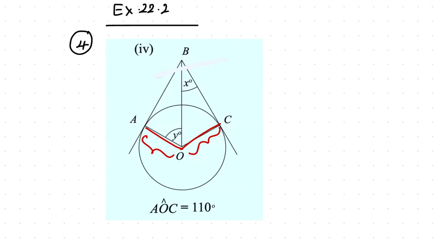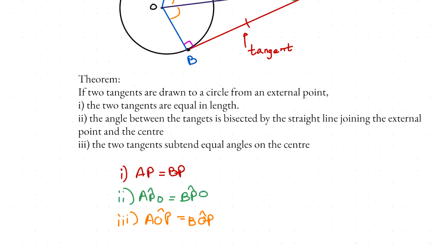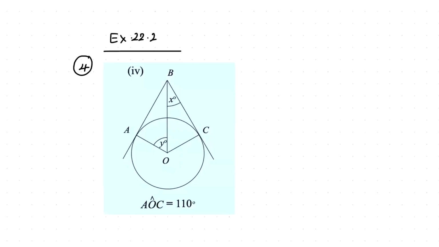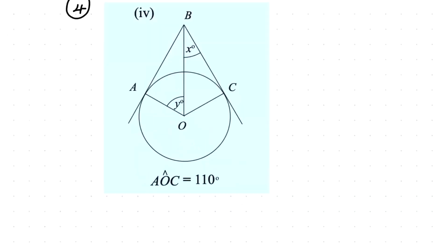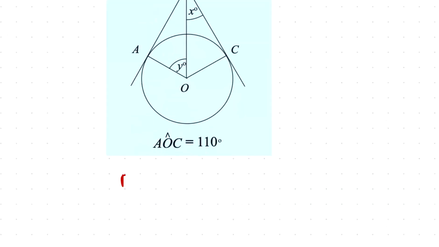Now if we look, there is this: the two tangents subtend equal angles on the center. This tangent AB subtends angle Y at the center. This tangent BC subtends this angle at the center. So this angle and this angle should be equal according to our theorem. So I will write that first. BOC is equal to BOA. What is the reason?